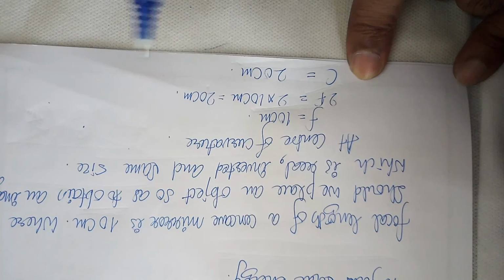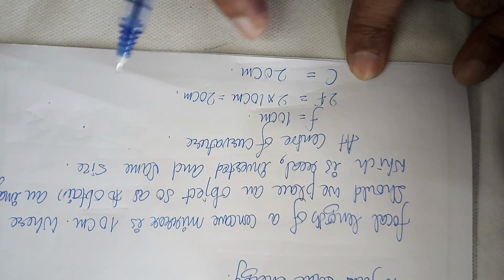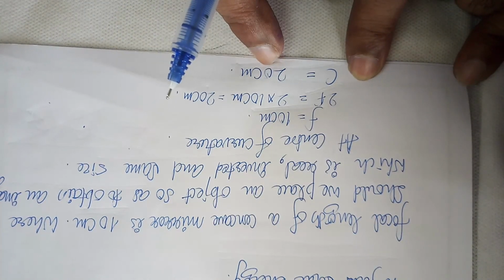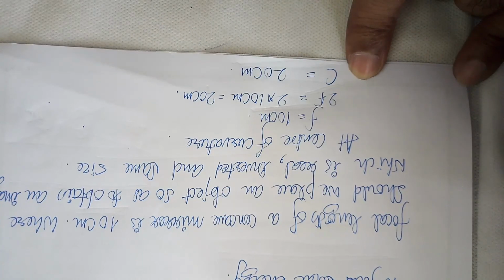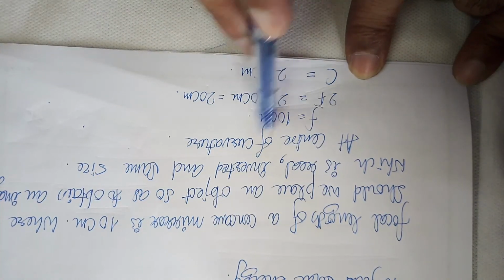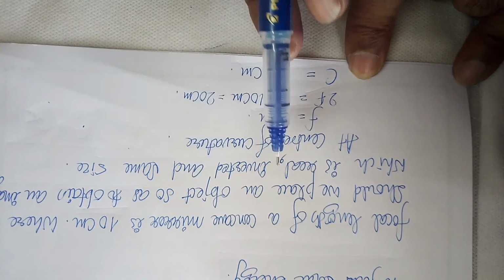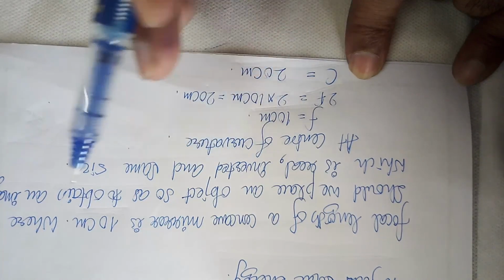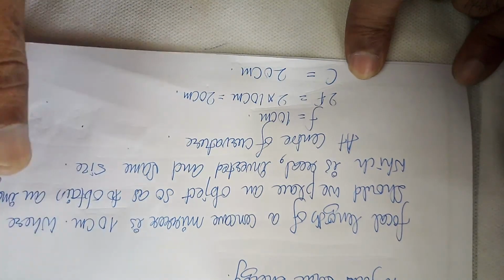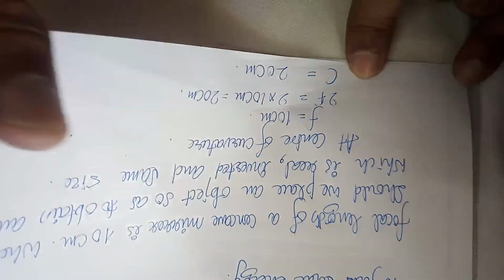So the image is formed at the center of curvature when the object is placed at the center of curvature, and it will be real, inverted, and of the same size as the object.